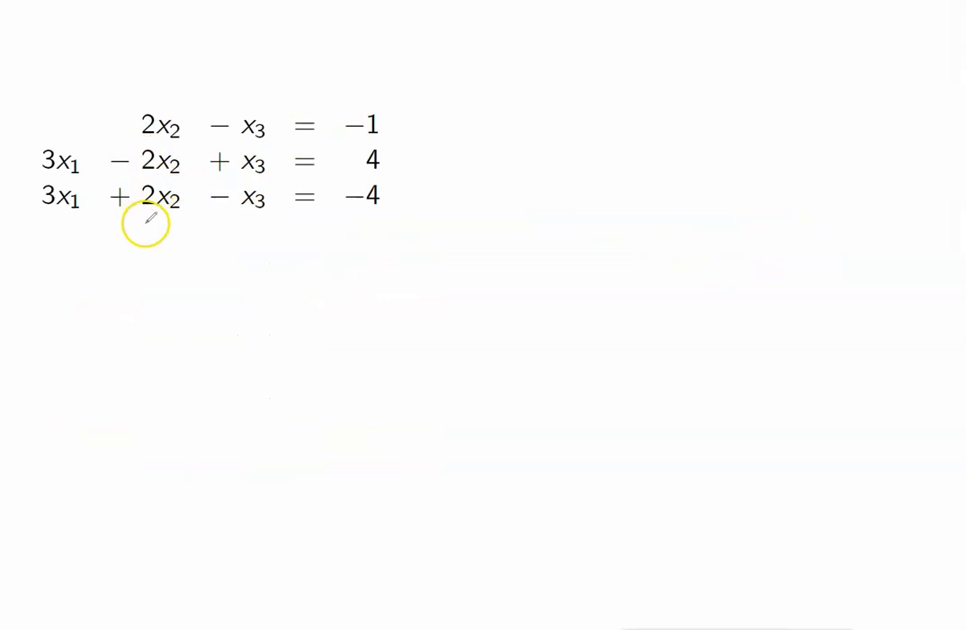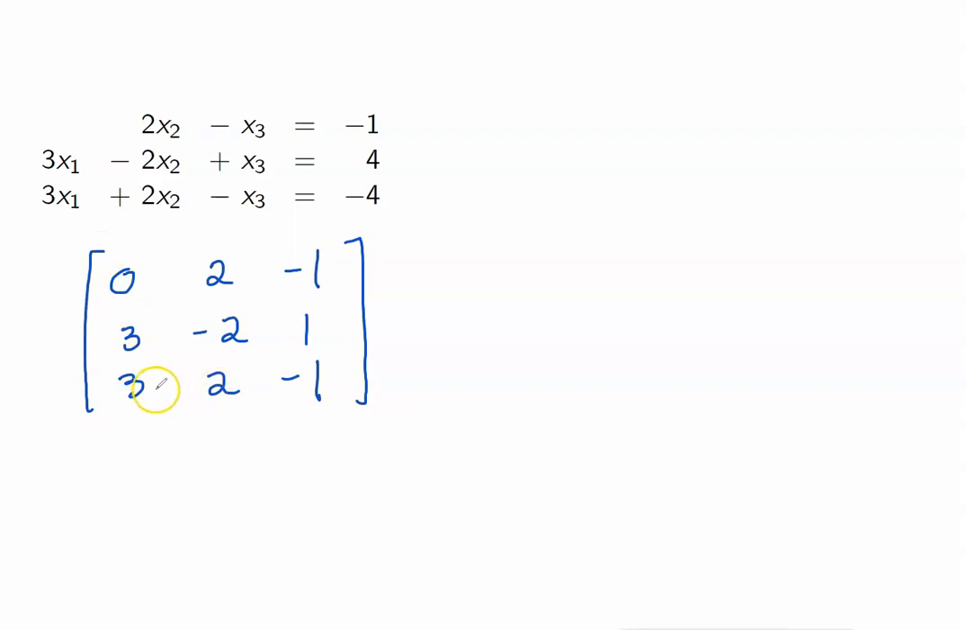Let us first consider this one and let us form the coefficient matrix. We have 0, 2, negative 1, 3, negative 2, 1, 3, 2, negative 1. And take note that this is exactly the same matrix that we had earlier, wherein the third row is a scalar multiple of the second row. So therefore, the determinant of this matrix is equal to 0. Therefore, the answer here is no. It does not have exactly one solution because the matrix A is singular.